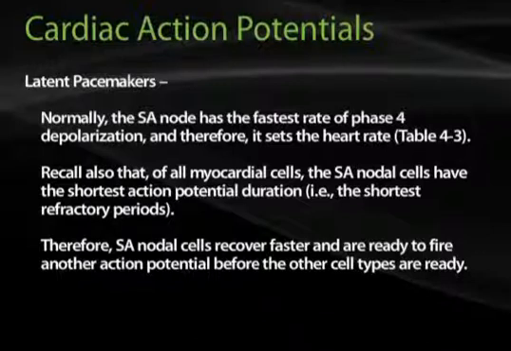Remember also that of all the myocardial cells, the sinoatrial node cells have the shortest action potential duration, that is, the shortest refractory period. You can see Table 4-3 shows the firing rate of sinoatrial node and the latent pacemakers in the heart. This is the top of page 131. The sinoatrial intrinsic firing rate at rest is normally 70 to 80 impulses or beats per minute. The AV node, the bundle of His, and the Purkinje fibers all have slower intrinsic firing rates. The sinoatrial node recovers faster and is ready to fire another action potential before the other cell types are ready.